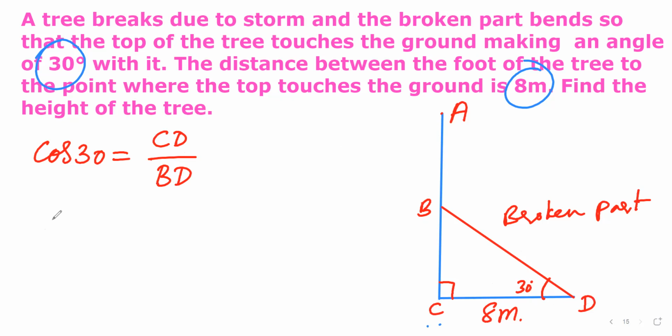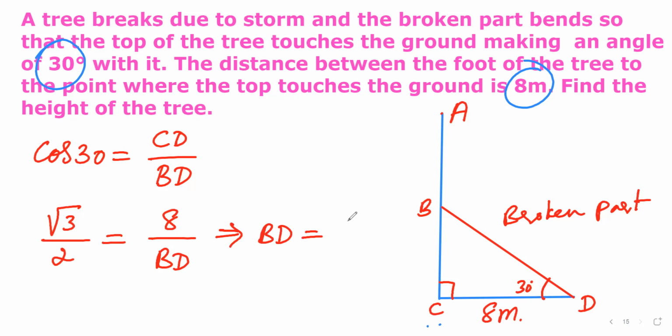So here cos 30 equals what? Root 3 by 2. And here the base is what? 8. And the hypotenuse, the broken part, is BD. So basically we have to find out BD equals 16 divided by root 3, because 2 will be cross multiplied, since we have to find BD. So BD equals 16 by root 3.